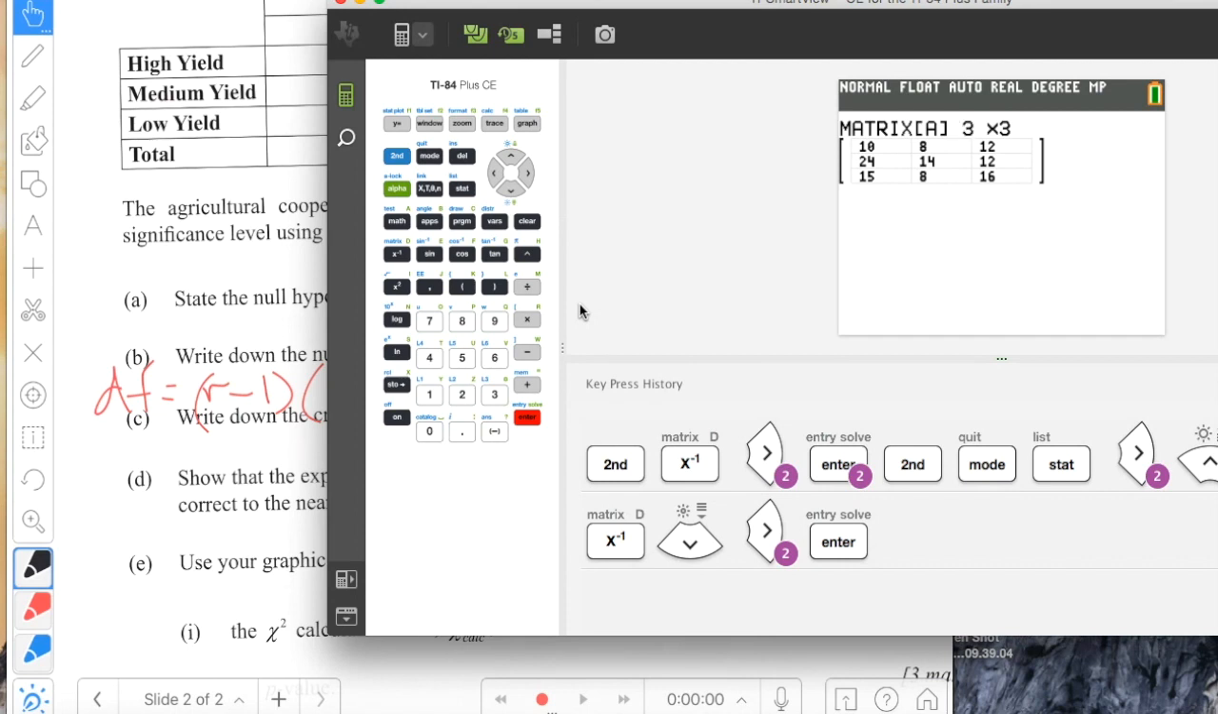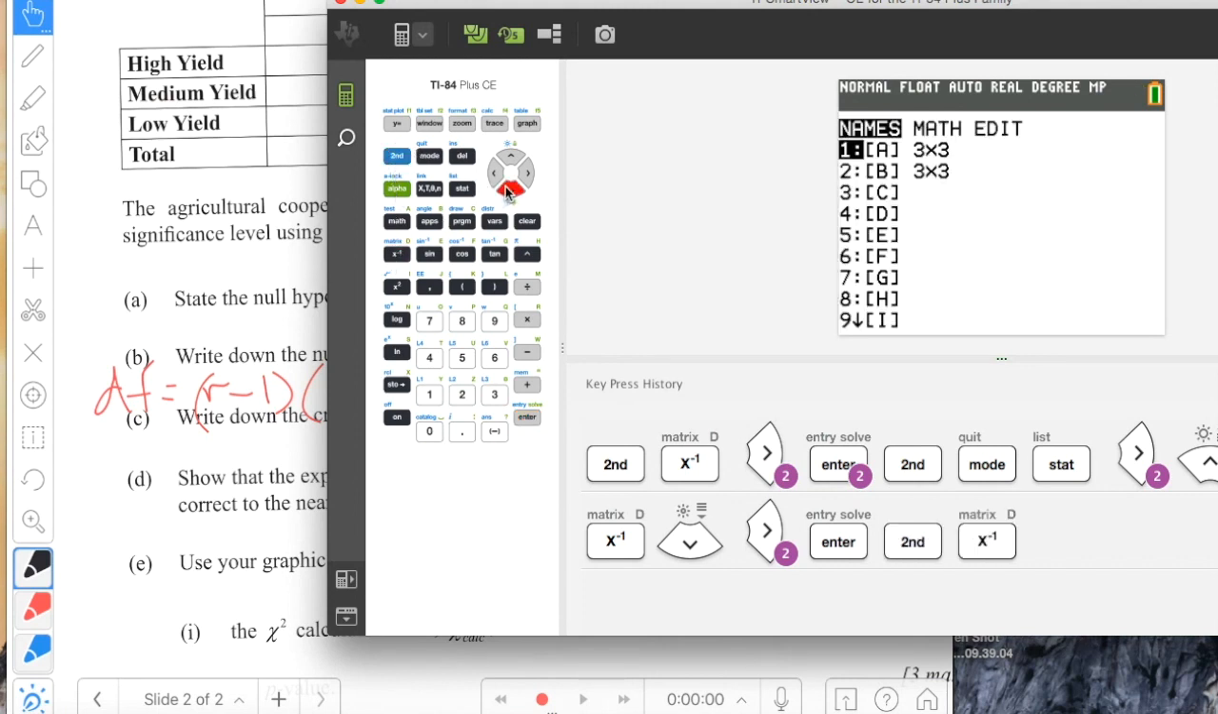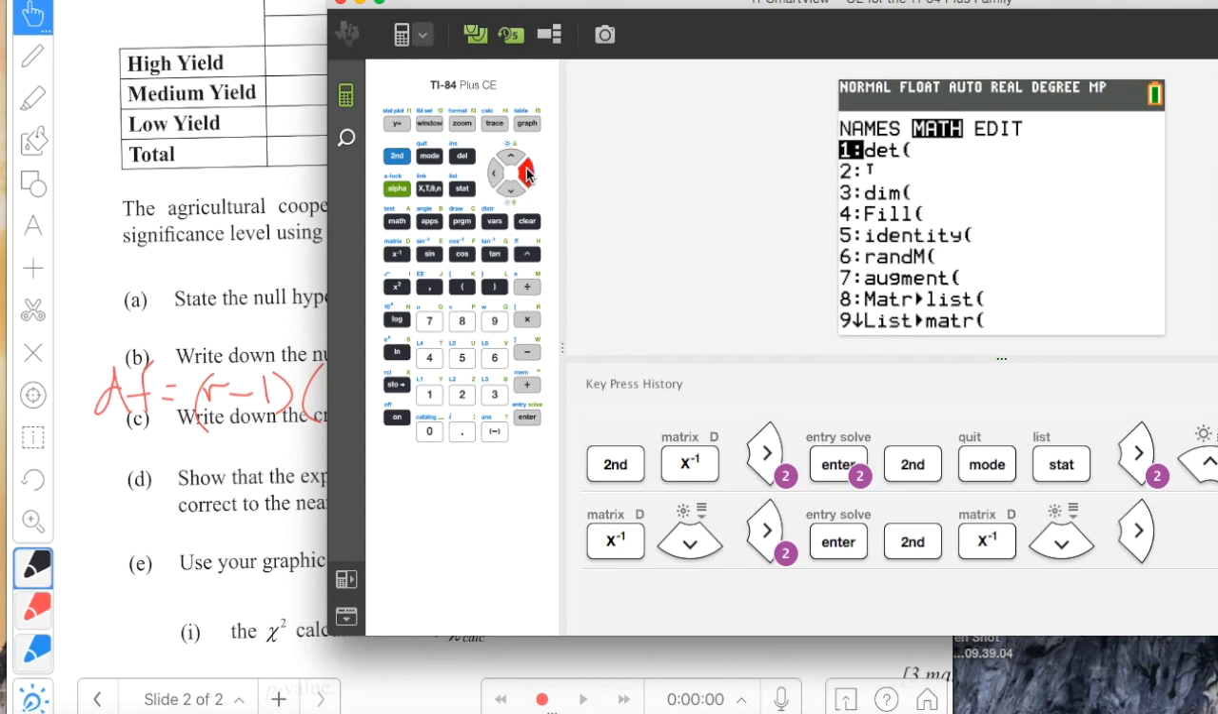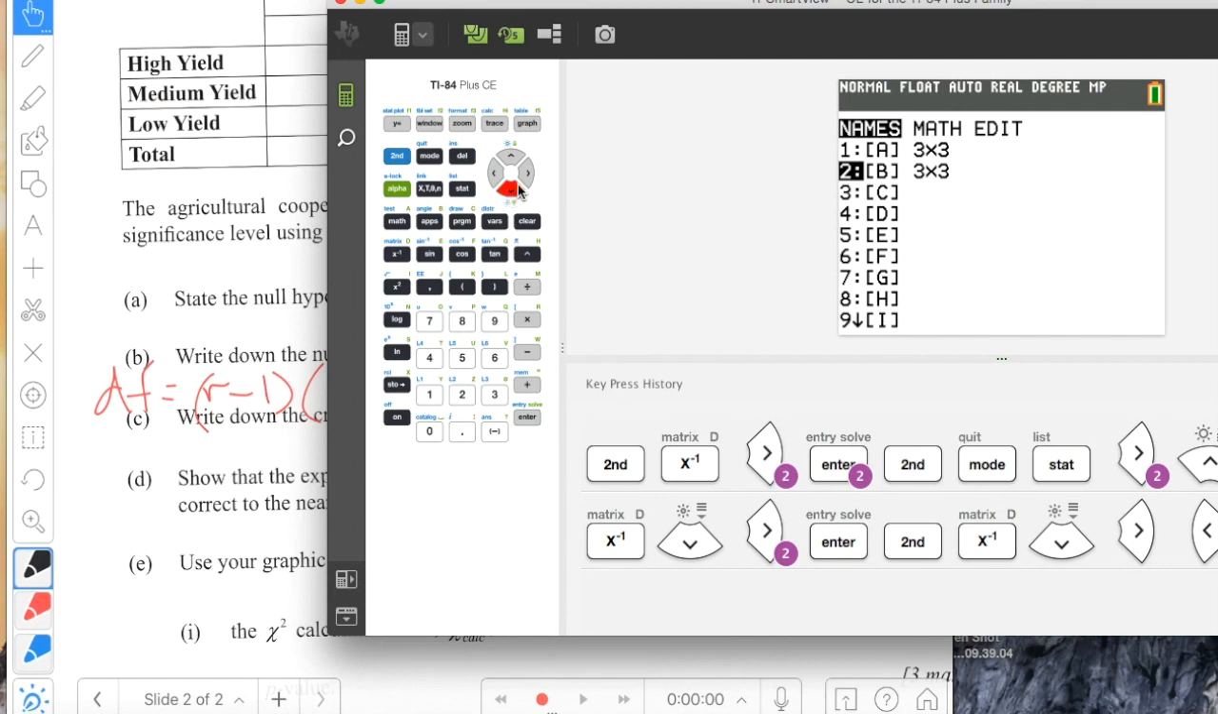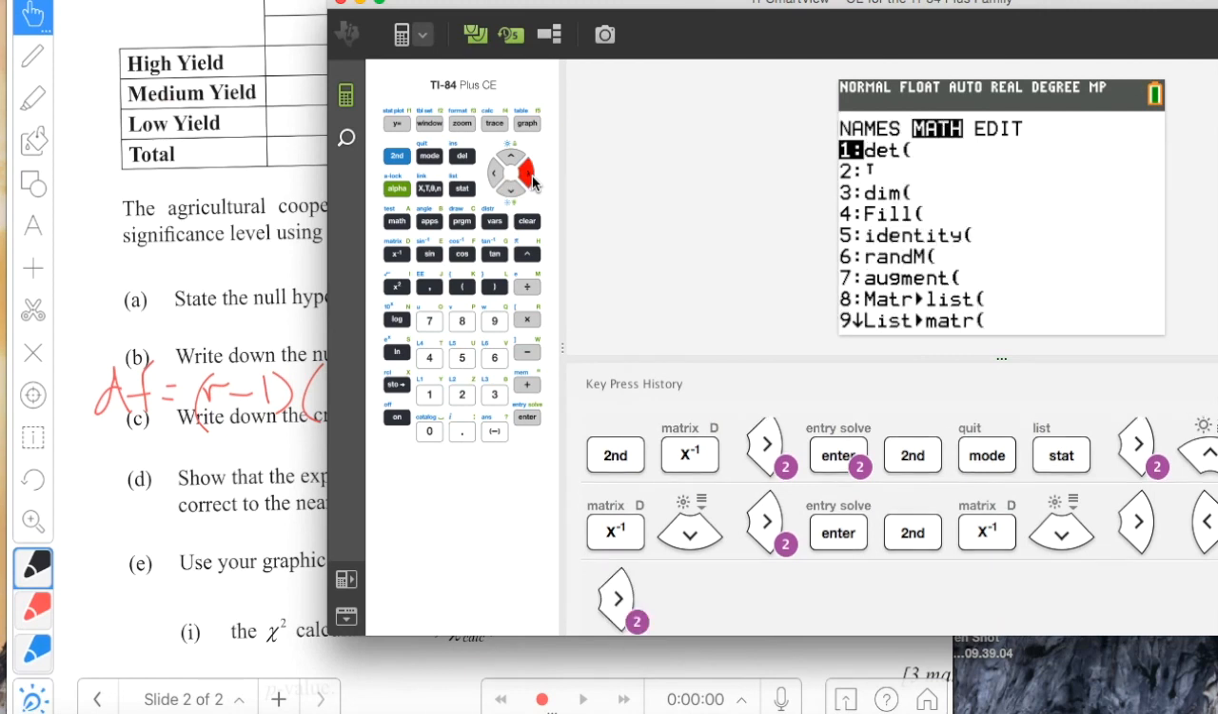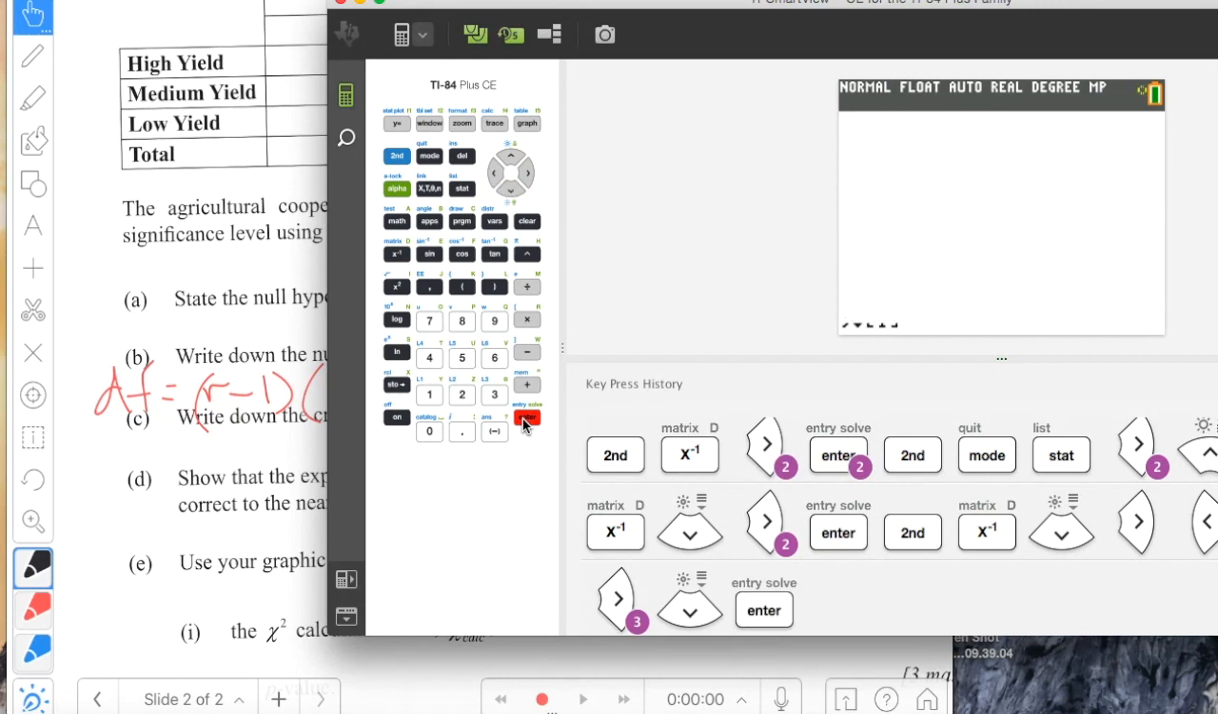Because this is my observed matrix. I thought I was, oh, see, it says matrix A here. I should have looked at matrix B. I thought I went down here, across here. I want to edit matrix B. So I think I got to edit first. That's what I did wrong. Edit B. Okay, sorry for that. Round that up to 17.